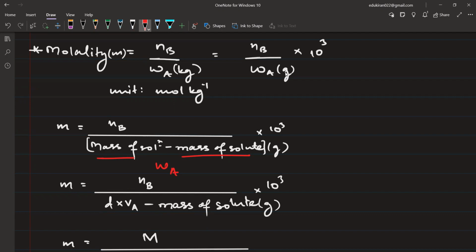For example, if they have not even given the mass of solution, but they have given the density and the volume of solution. What is density? Density is equal to mass upon volume. So V into D will be equal to mass. So if they have not given the mass of solution, they will give you density and volume. Density into volume will give you the mass of solution. If you subtract the mass of solute, then you are going to get the mass of solvent. If it is in grams, then 10 to the power 3 will be in the numerator.